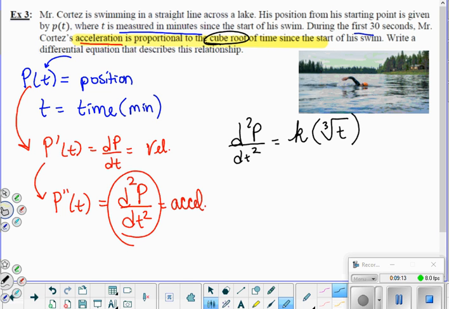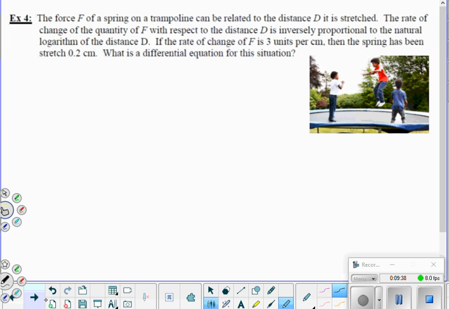Now, it says write a differential equation that describes this amount. Ooh, can I do that? I don't think so. I don't think I have enough information. We've got the 30 seconds, but I don't have anything to plug in for perhaps here and here so that I could solve for K. So I guess this is an unsolvable one. I lied. We're done here. There's our answer. It's the next one where we can actually find the K value.